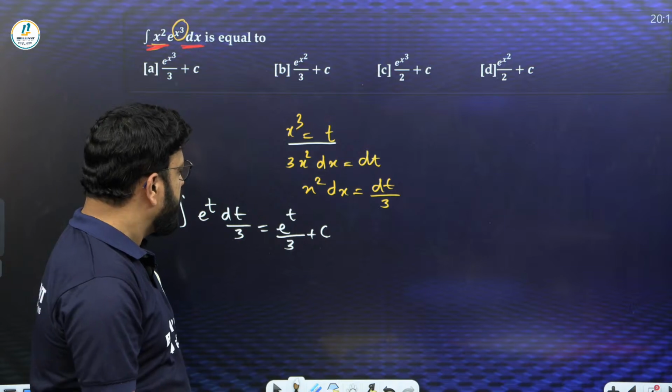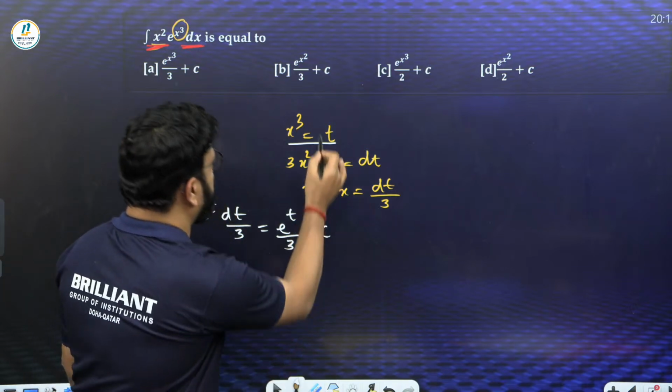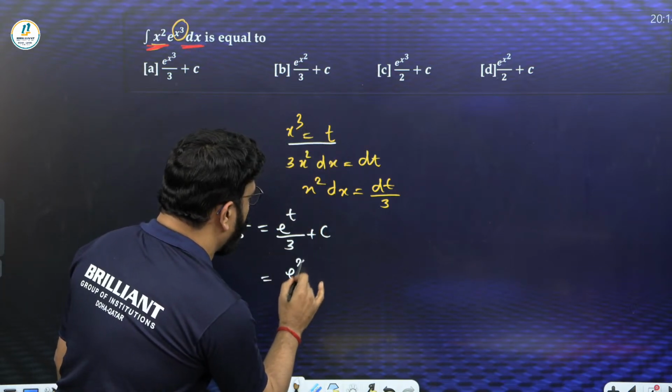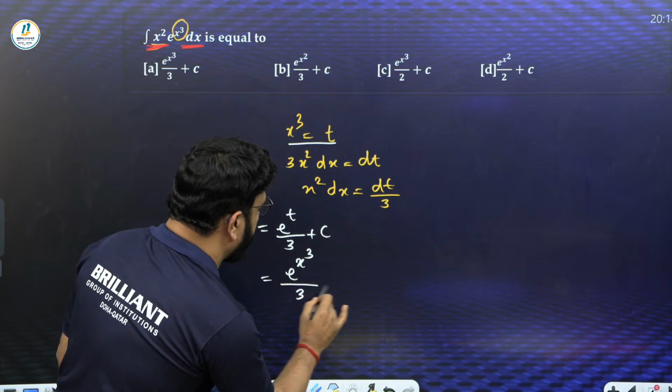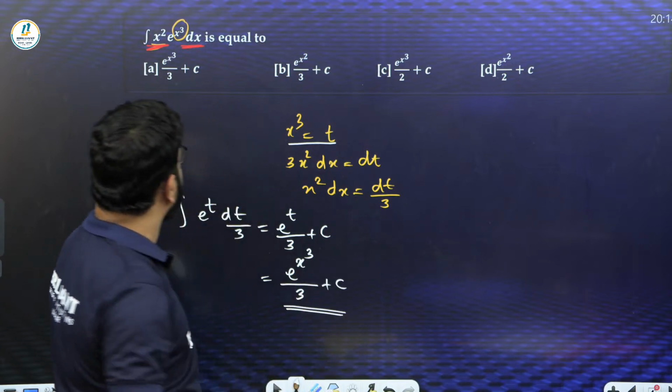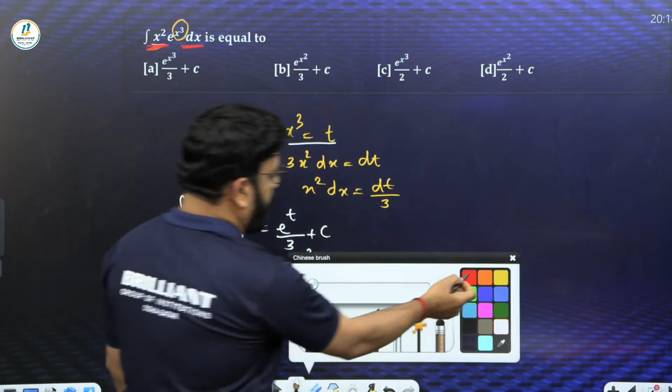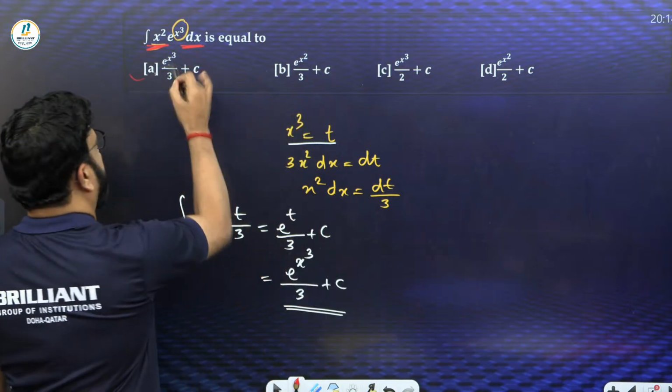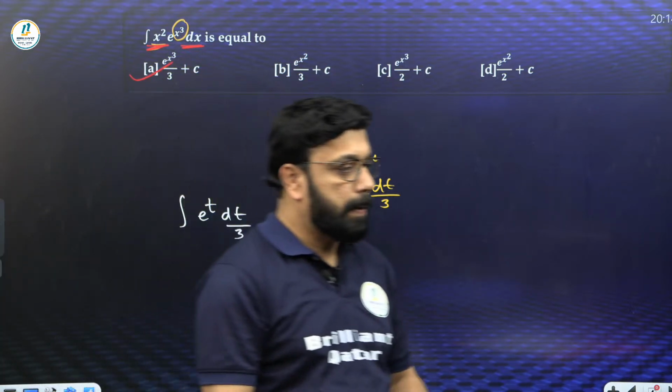Indefinite integral, e raised to t. What is t? t means x cube. So e raised to x cube by 3 plus c is the answer. E raised to x cube by 3 plus c is there in the first option, option A.